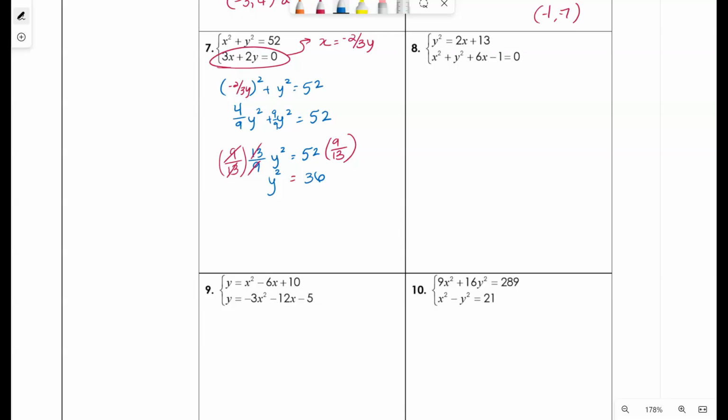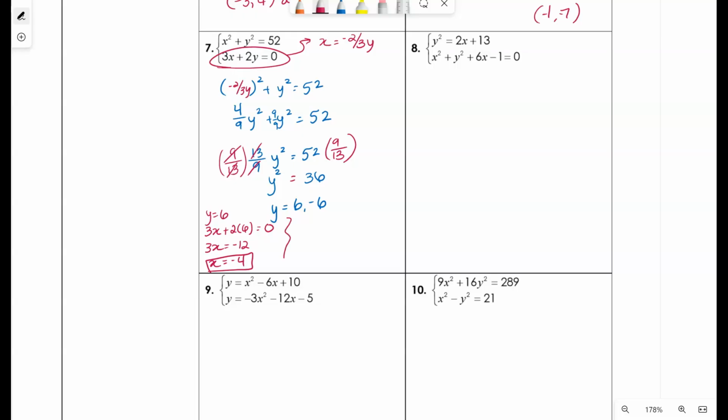Well, I'm not done here because I'm not interested in y squared. I want to know what y equals. So this means that y must equal 6 and negative 6. So I end up with two possibilities here. We need to break this up and figure out what x is. When y is 6, I have 3x plus 2 times 6 equals 0. Right? So then I end up with 12. I move that over, so 3x equals negative 12, so therefore x must equal negative 4.